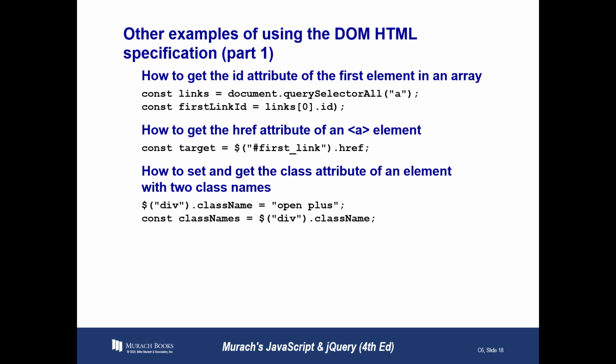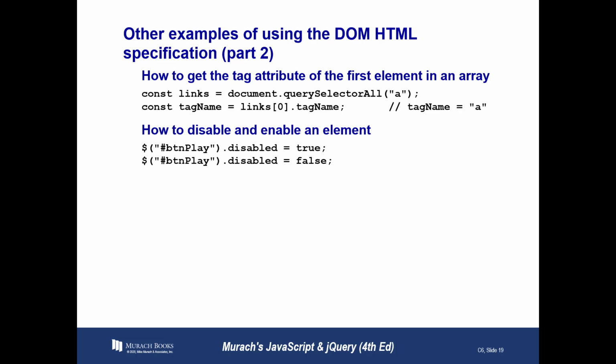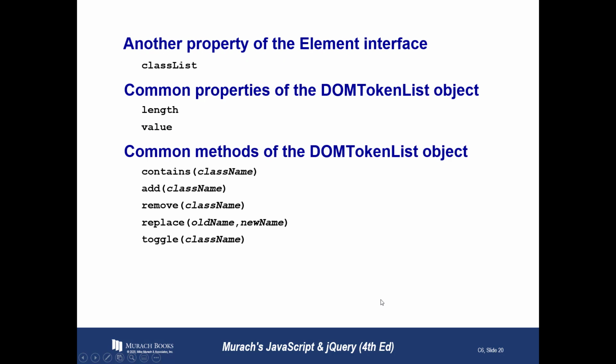Disabling and enabling by setting something to true or to false. Now this is kind of interesting. Notice another property of the element interface. It says class list there.